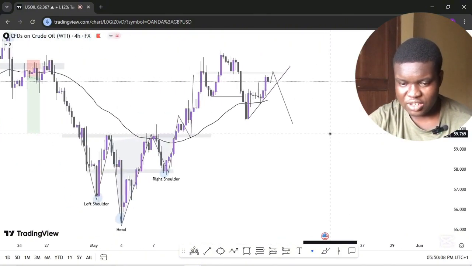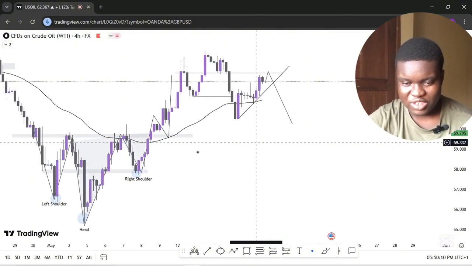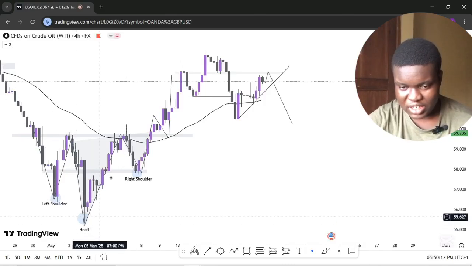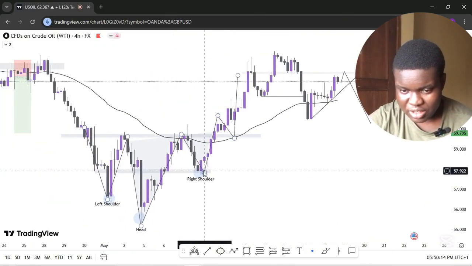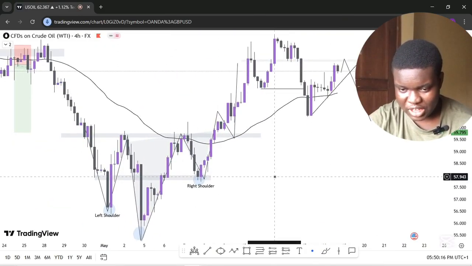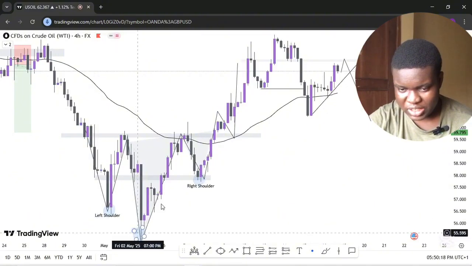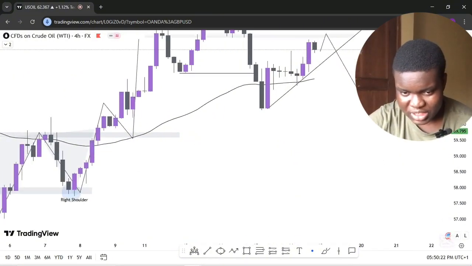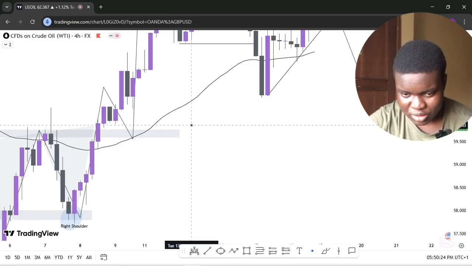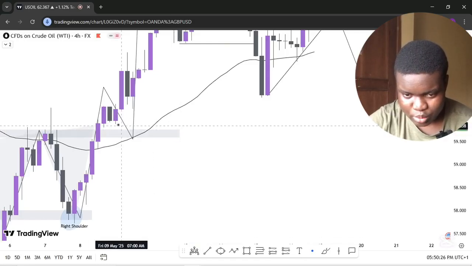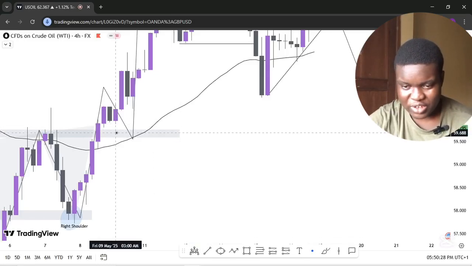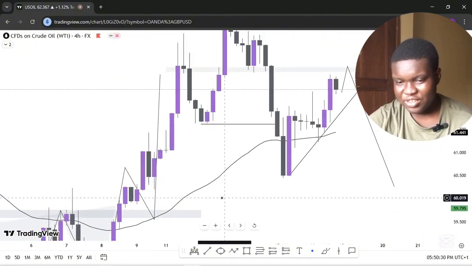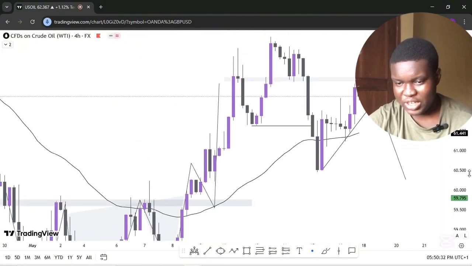US oil is a trade that has been playing with me for a while. This inverse head and shoulders pattern play was a play I missed. As you can see, we had the left shoulder, we had the head, we had the right shoulder, we had the breakout above. So I was just expecting a retest to this support zone right here. You can see price missed the support zone by very few pips and exploded to the upside.